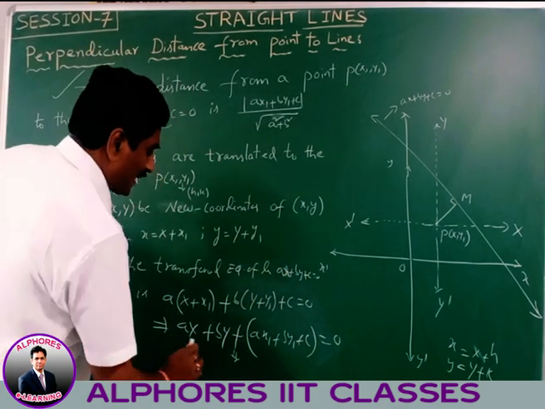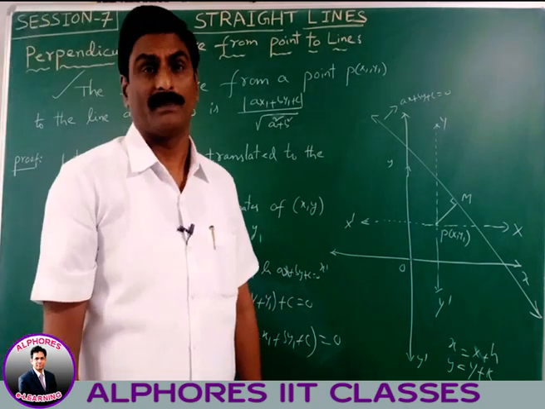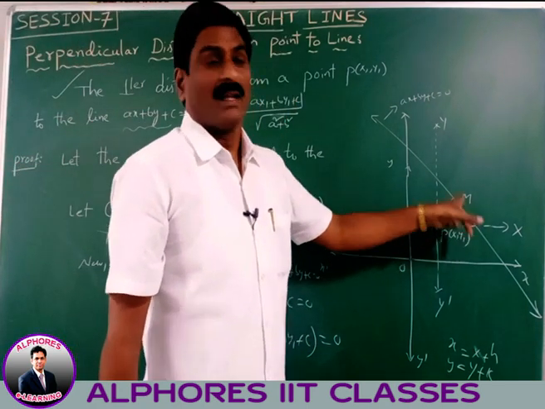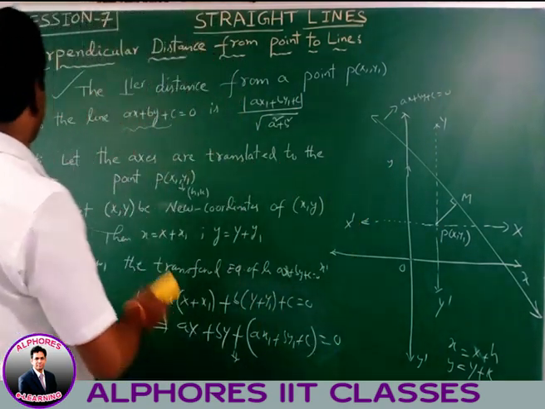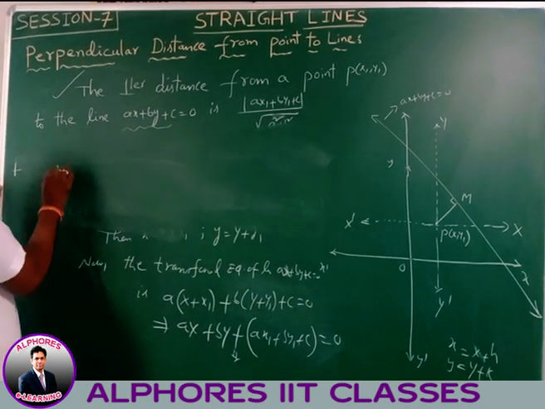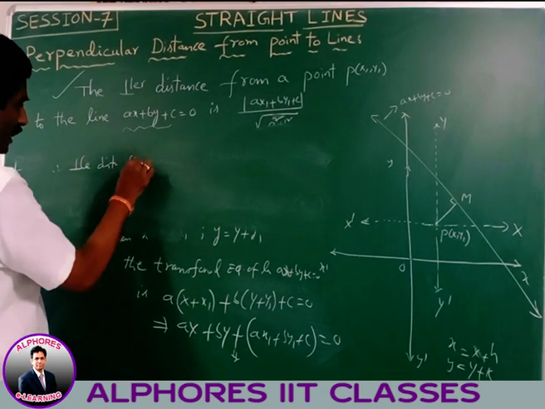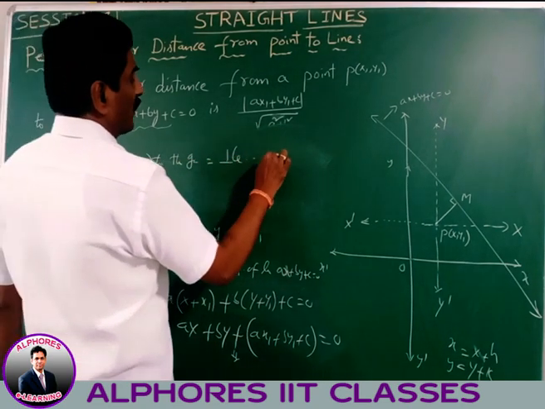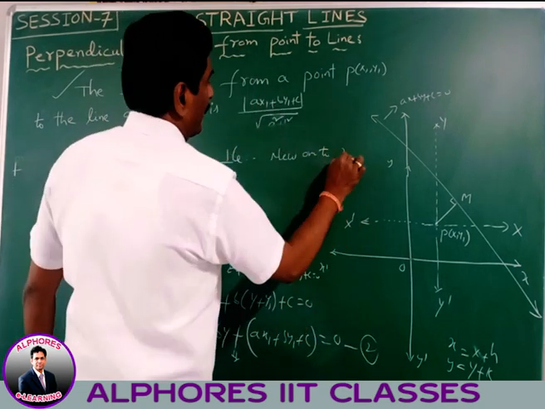It is in the form of ax + by + c = 0, the general equation of the straight line. So the perpendicular distance from the new origin to this line is nothing but the perpendicular distance from P to the given line. Both are same. Therefore, the perpendicular distance from (0, 0) to the given line is equal to the perpendicular distance from the new origin to line 2. It is equation 2.